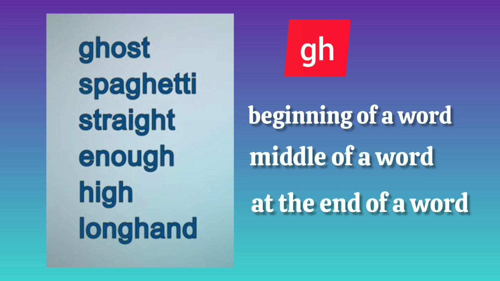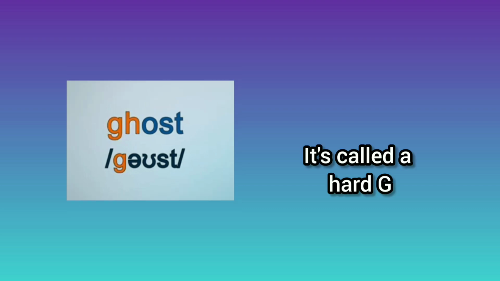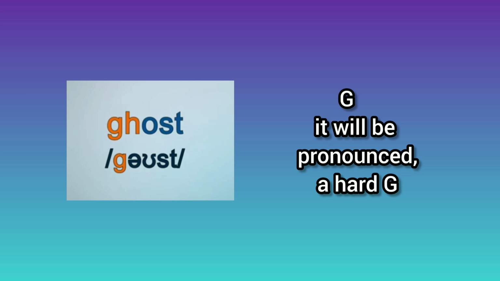So let us have a look at the first word, ghost. What's the sound of the GH here? Here the sound of G is a hard G. Most of the time when you have the letter GH at the beginning of the word, it will be pronounced like G, and it's called a hard G.